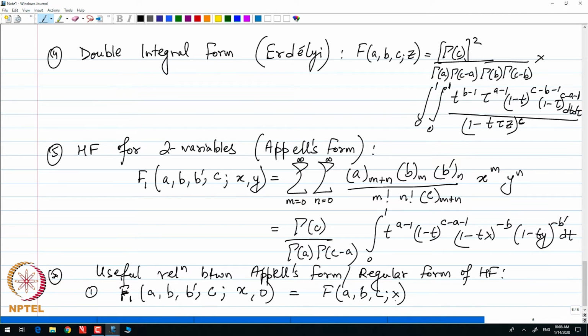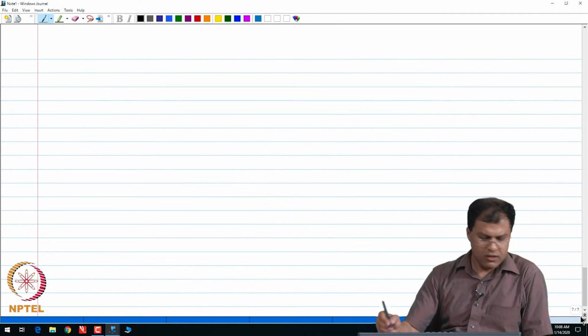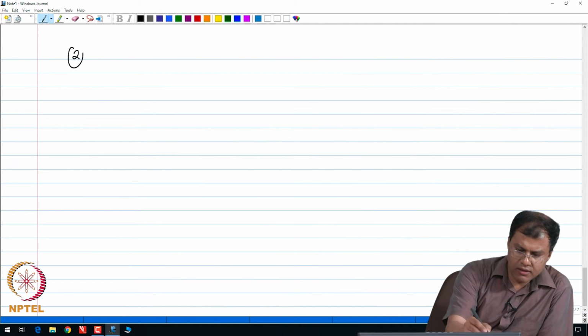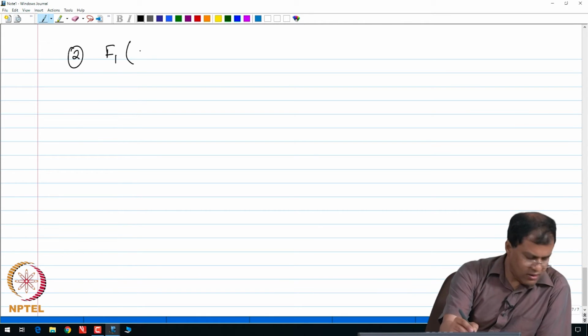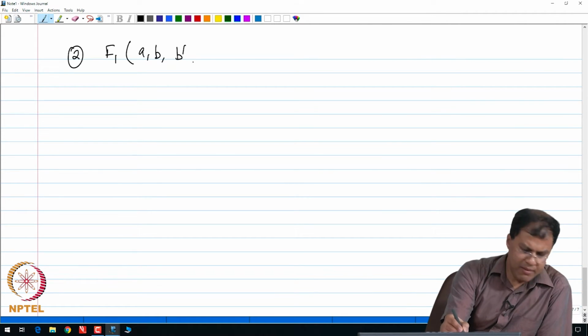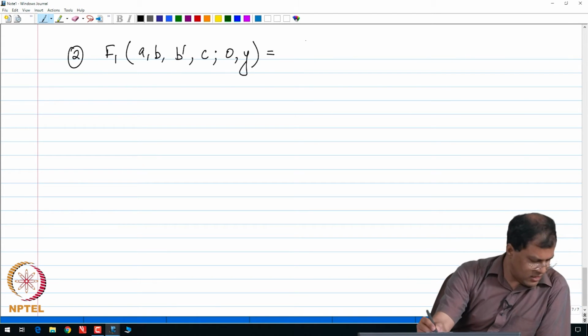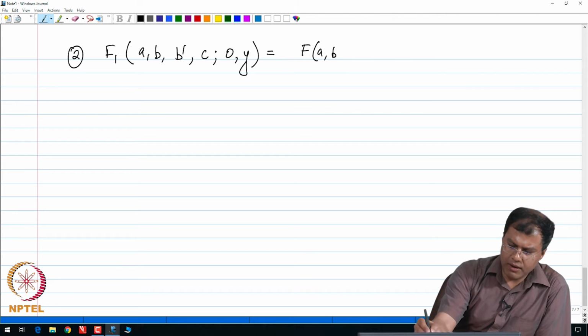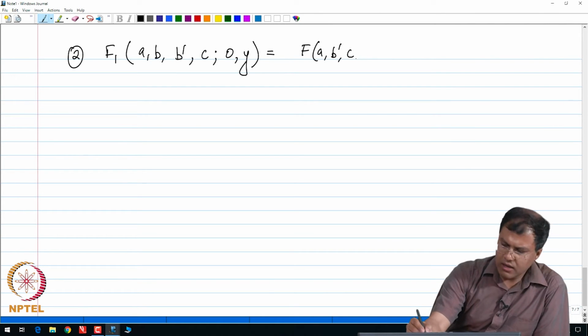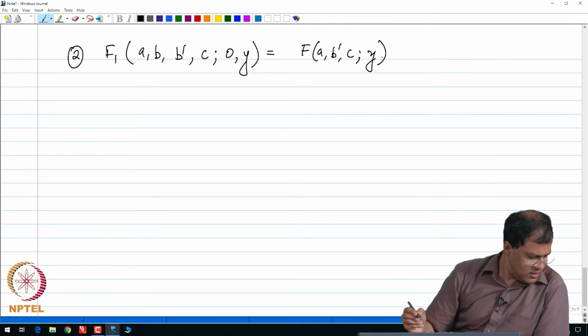Setting one variable to 0 will bring us back to our one variable hypergeometric function. Similarly, if we set the other variable to 0, we will see that we get another form of one variable hypergeometric function. So, F1 of a, b prime, c, 0, y is F of a, b prime, c, y.